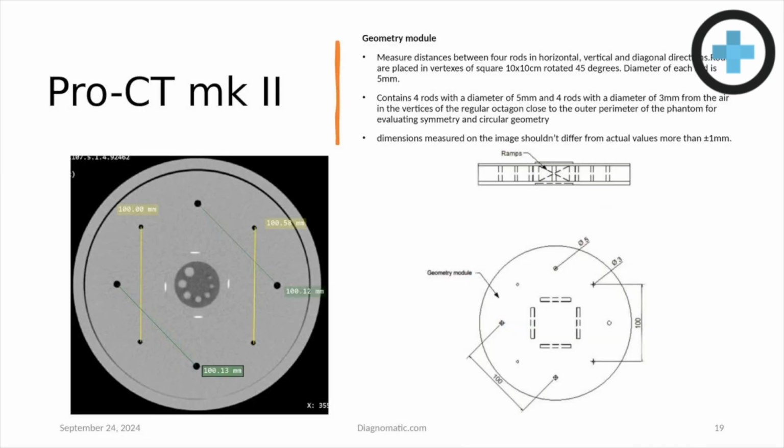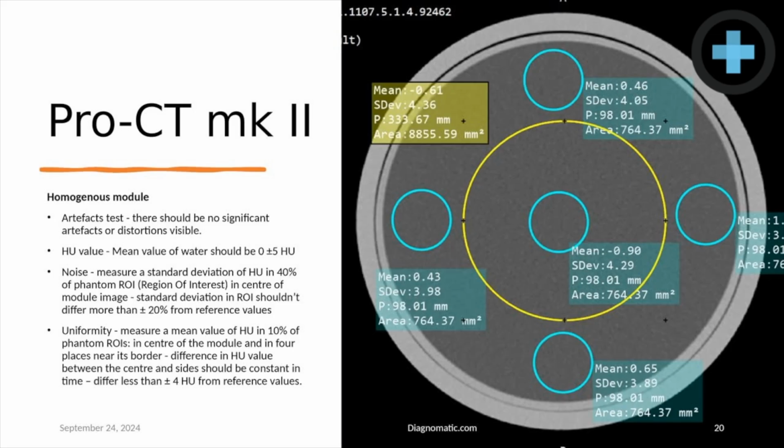The geometry module is measuring distances between 4 rods, the horizontal, vertical, diagonal, and then also has 4 rods with the 5 millimeter diameters, 4 rods, 3 measurements there, and then you can see that cross section with the 2 ramps, and those are slightly different than the ones on the CatFan as well. I'll point that out here momentarily. And then the last being the homogeneity module. And here's where you have your artifact. You can check the noise, uniformity, and the requirements that are needed on each of those.